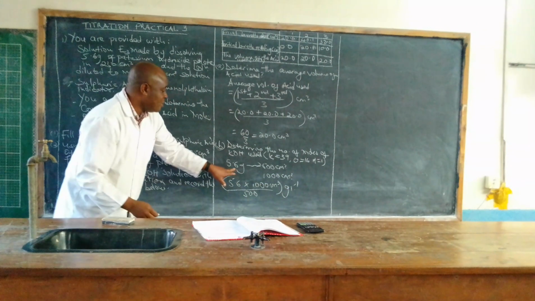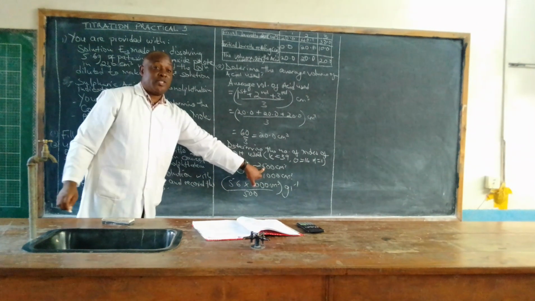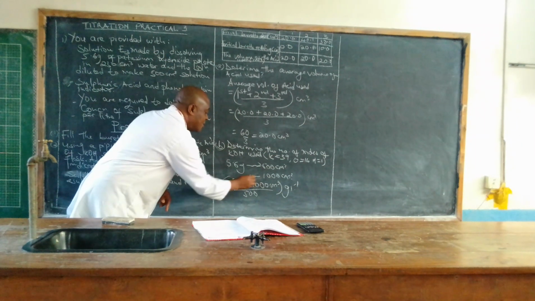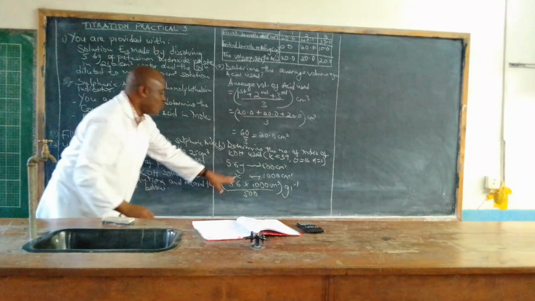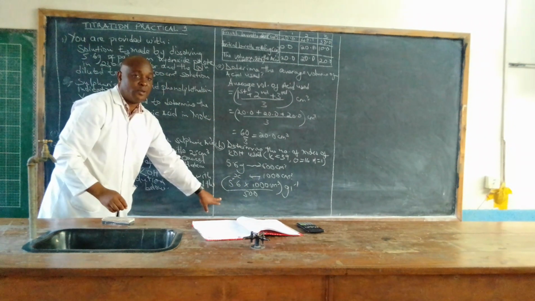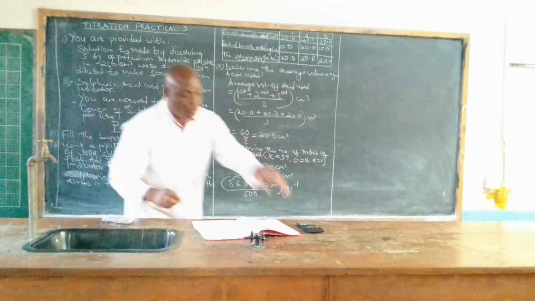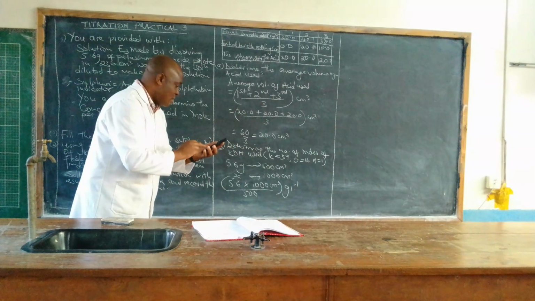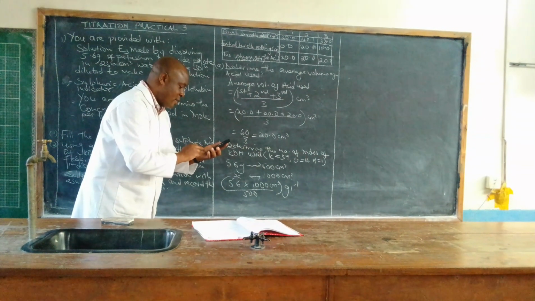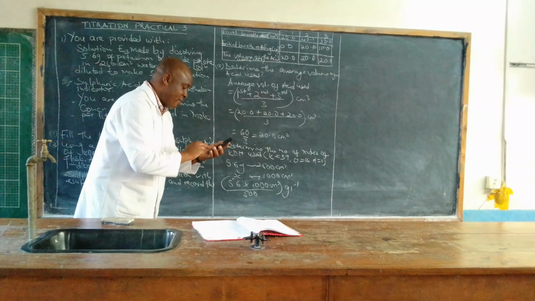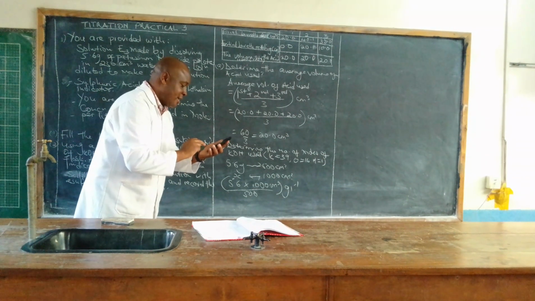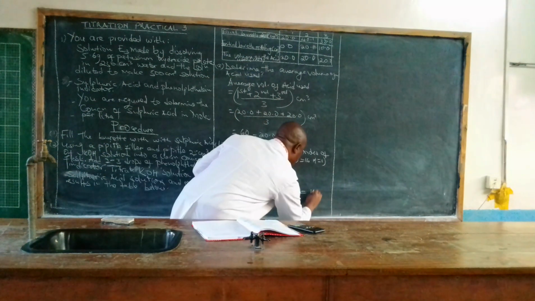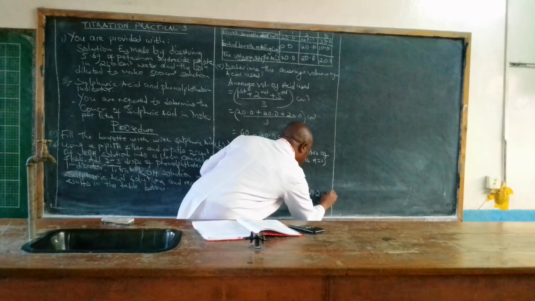Because we are trying to get the number of grams that were dissolved in 1,000 first, given that these are the number of grams that were dissolved in 500. So we go back to our calculator. We get 5.6 times 1,000 divided by 500, right? The answer is 11.2 grams. So we come here, we write 11.2 grams per liter.